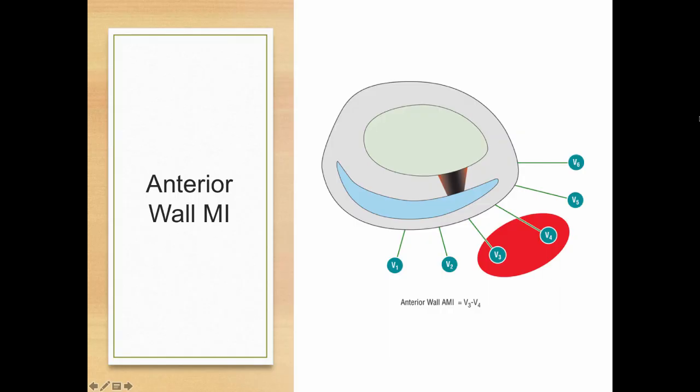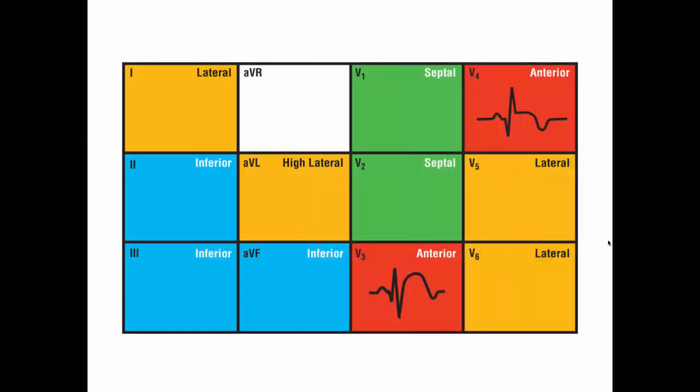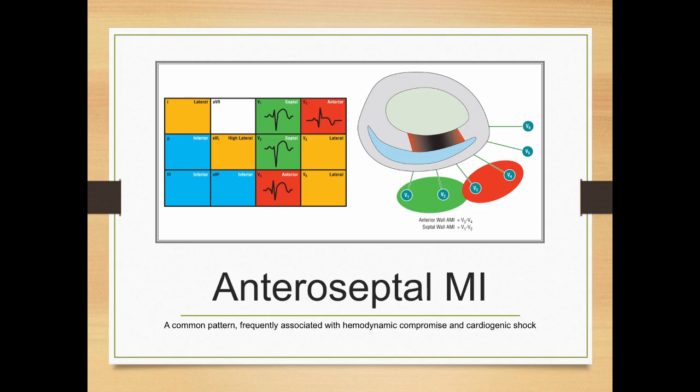With our anterior wall MI, this is an anterior left ventricular wall MI. We're going to see this isolated to V3 and V4. We're going to see ST elevation in V3 and V4. So if you see ST elevation just in V3 and V4, we're going to call that an anterior wall MI, or an anterior wall STEMI. Anterior wall MIs just on their own are kind of uncommon.